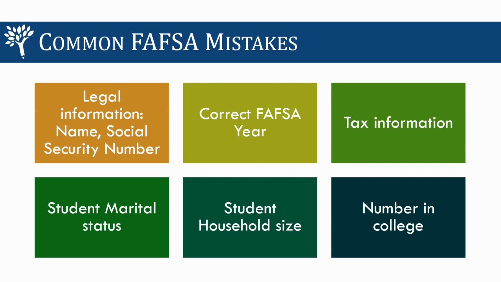They want to make sure students complete the correct FAFSA year for the year that they're going to school. So if they are graduating with the class of 2020, they're going to complete the 2021 FAFSA. I know that sounds super futuristic, but it is the year that they will be attending college. So we want to make sure they complete the correct one.